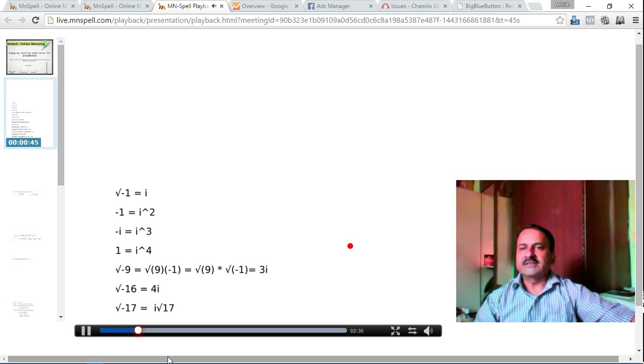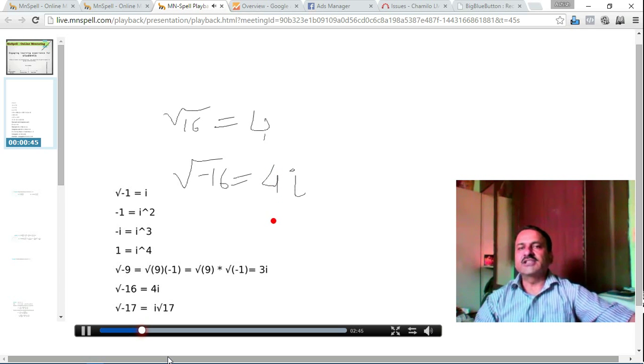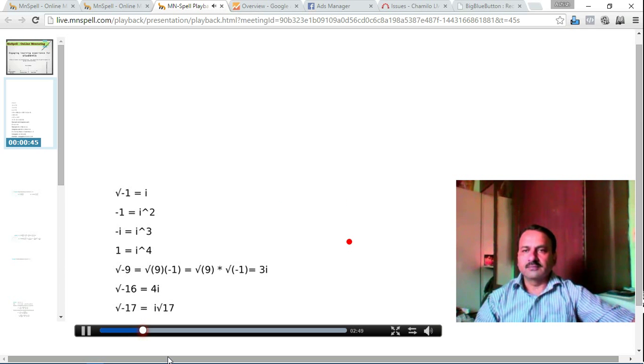I give you another example. Under root 16, you know it is 4. So under root minus 16, you have to write 4, and with it you have to put i. Under root minus 16 equal to 4i. So we have understood that under root minus 1 equal to i.